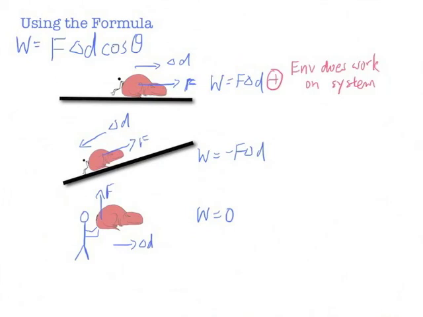Now, if the work is negative, we interpret it as the system doing work on the environment. So in this case, the system is losing total energy while the environment is gaining energy. And that'll be this case. So the system in this case, by going downwards, is losing potential energy, while the environment, the person, is now gaining in kinetic energy.